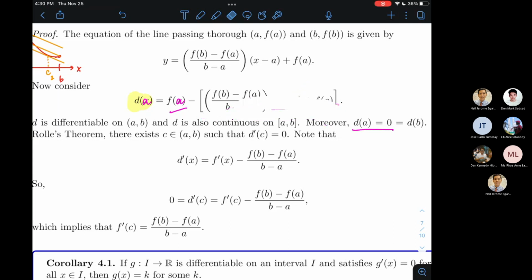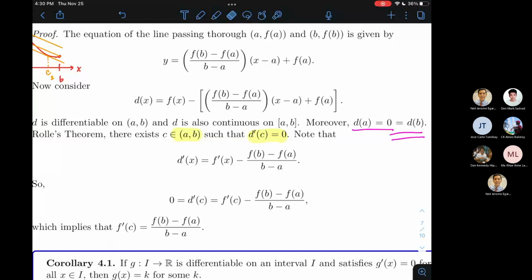Okay? Now, if we plug in B, ano naman yung mangyayari? Computein natin yung D of B, and then this would be B, and then what will happen? Oh, B minus A will be canceled by B minus A, then this would be negative F of A plus F of A, so they will cancel each other out. Then F of B minus F of B, that will also be 0. Okay? So ang D of B rin pala ay equal kay 0. So therefore, D of A is equal to D of B. So therefore, the function D satisfies all the requirements of Rolle's theorem. So therefore, we can find a number C on the open interval such that D prime of C is equal to 0. Okay? At dito na papasok yung beauty ng pagkakapili kay function D.